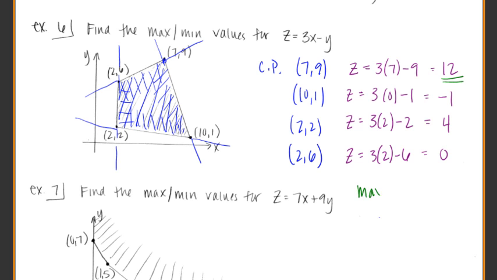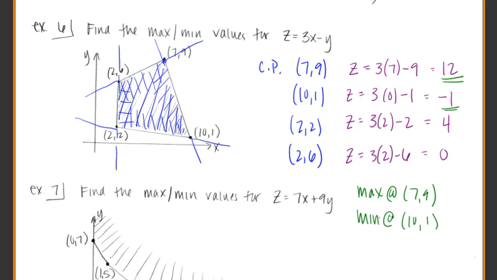So we're going to have a max at the point (7, 9). The minimum is obviously the smallest one, so negative 1. So we're going to have the minimum value at the coordinate (10, 1). And that answers the problem right there. It's bounded, so it has a max and a min.